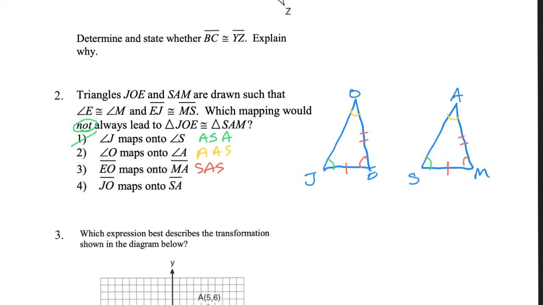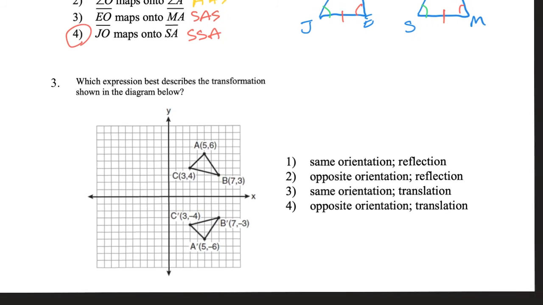So last but not least, it says it must be choice 4, but let's see why. JO would map onto SA. So that would give us an angle with a side and then another side over here. So side, side, angle is not on our list. So this one is side, side, angle. So that is not on our list. So we don't want that one. So choice 4. All right, number 3.